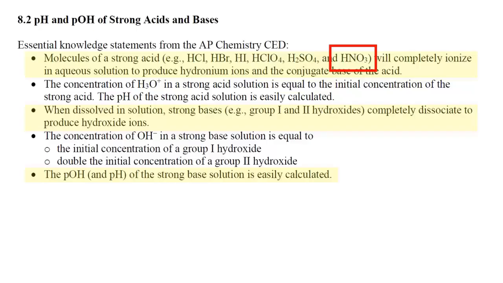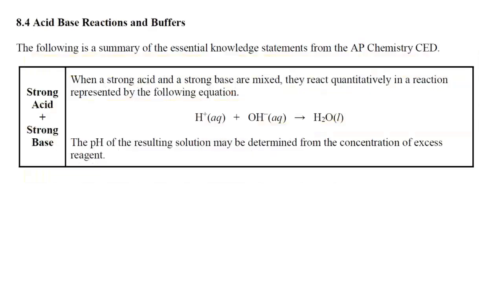Of course, potassium happens to be located in group 1 on the periodic table, so potassium hydroxide is an example of a strong base. It's a group 1 hydroxide. And of course, if we were just calculating the pH of the nitric acid, or if we were just calculating the pH of the potassium hydroxide, that would fall under topic 8.2. Now, take a look at one of the essential knowledge statements from topic 8.4, acid-base reactions and buffers.